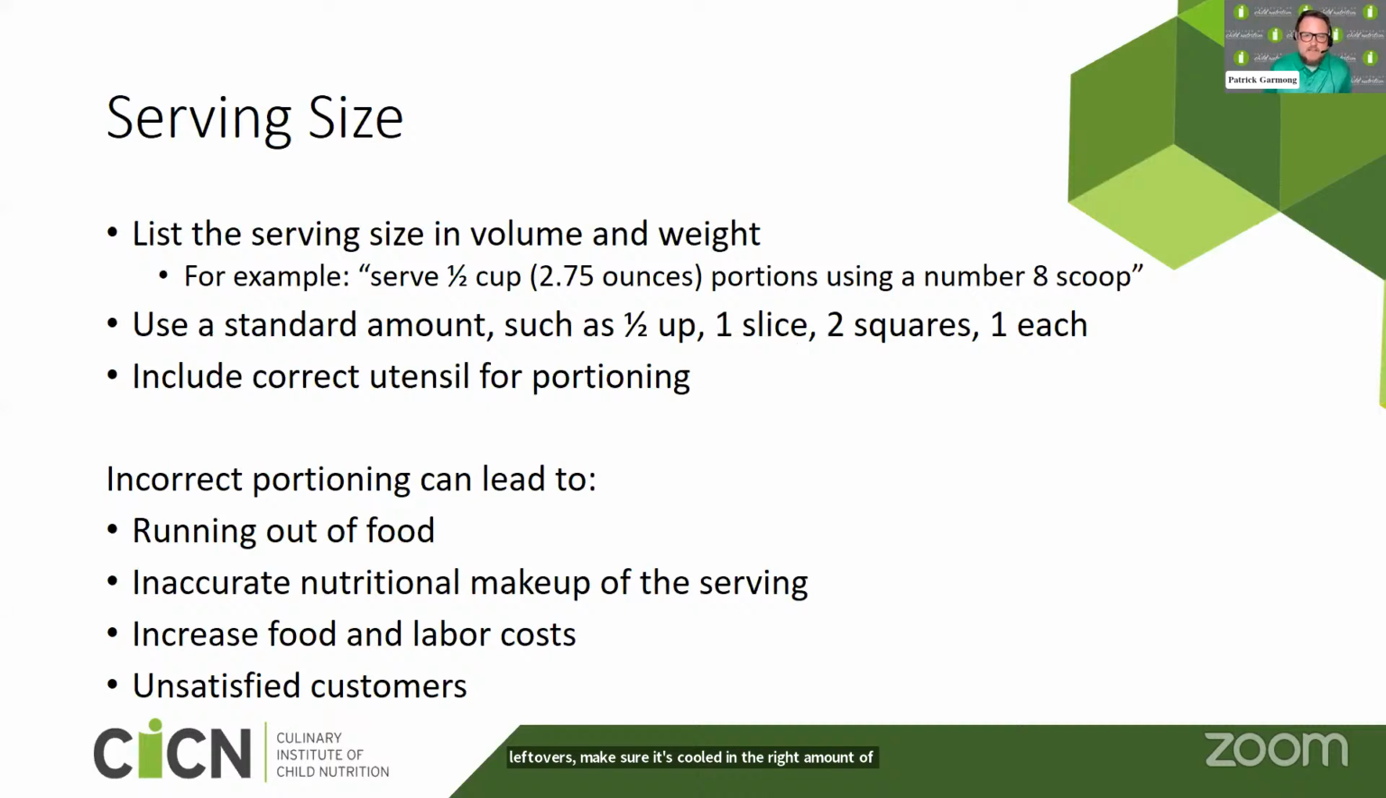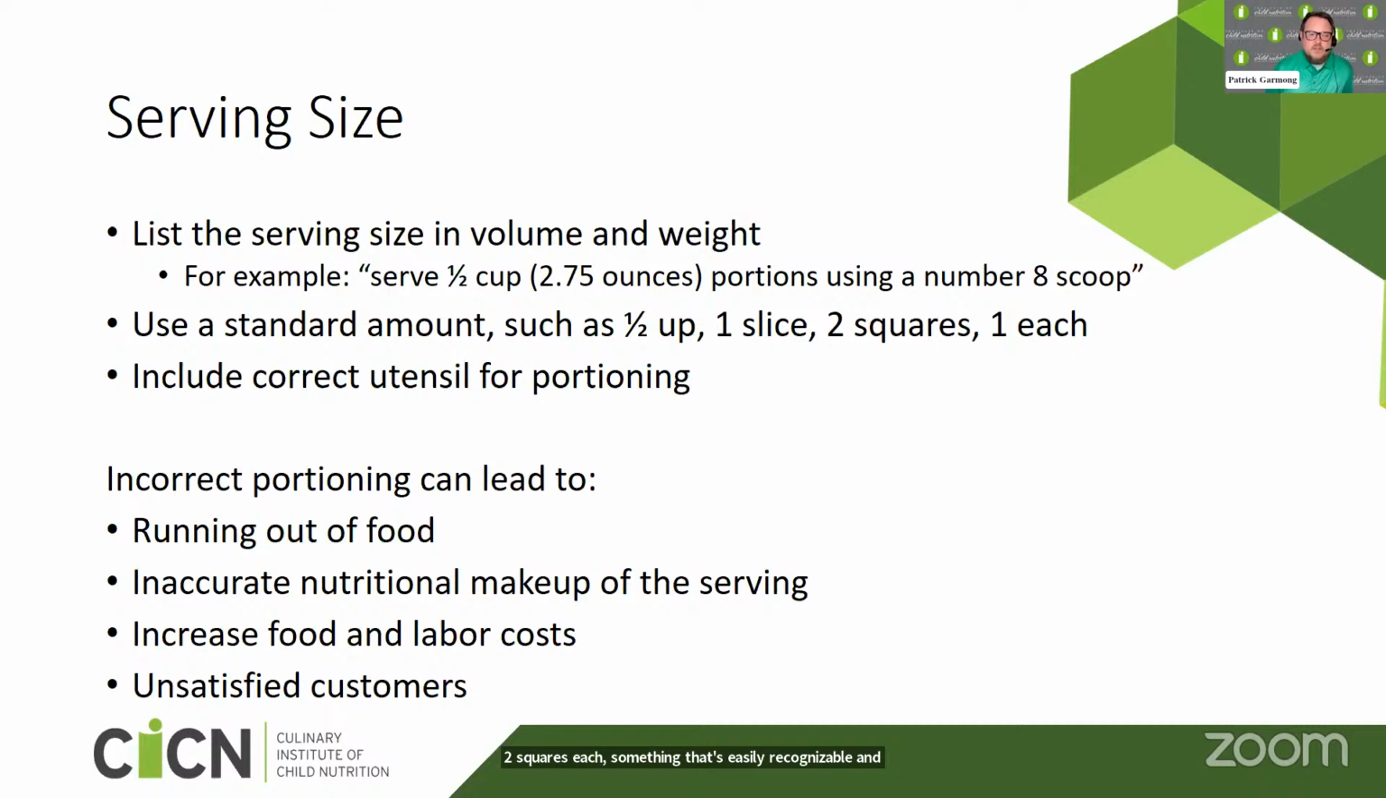Next, we touch on serving sizes. So we want to make sure that we're listing the serving size in volume and weight. So for an example, and again, this speaks to our issue with the correct serving utensil, serve a half cup, which weighs 2.75 ounces, using a number 8 scoop, because again, weight and volume differ. And then use standardized amounts, such as a half cup or 1 slice, 2 squares each, something that's easily recognizable and easily portioned.